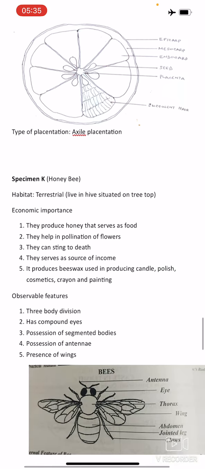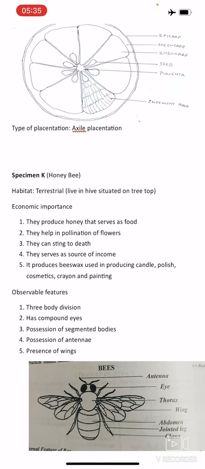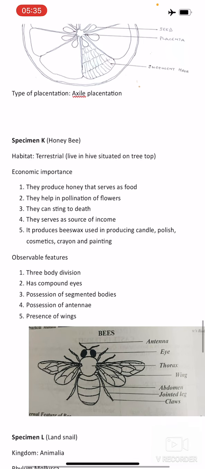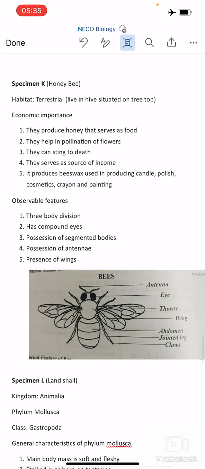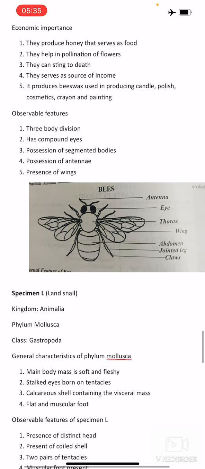Specimen K, honey bee. The economic importance, just look at the economic importance. You can pause it or just download that PDF. Observable features are already there, clearly explained. Just look at it and study it.